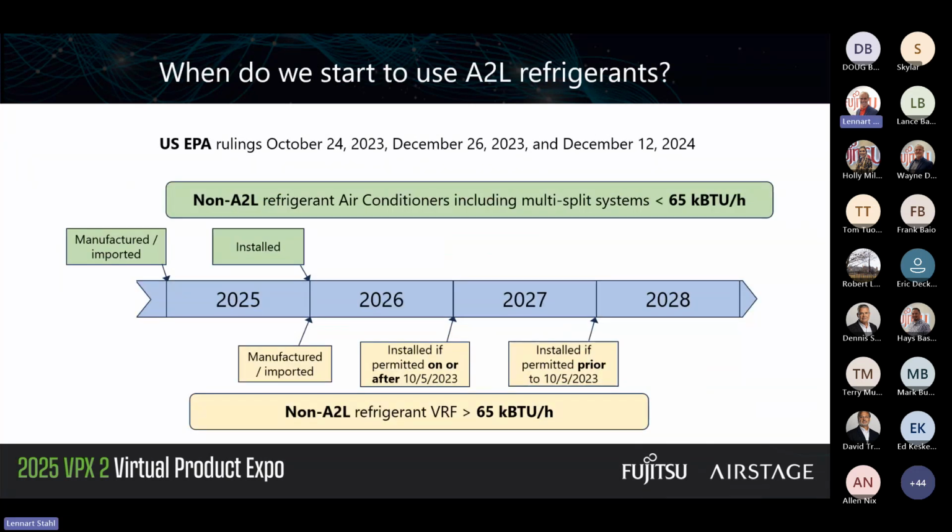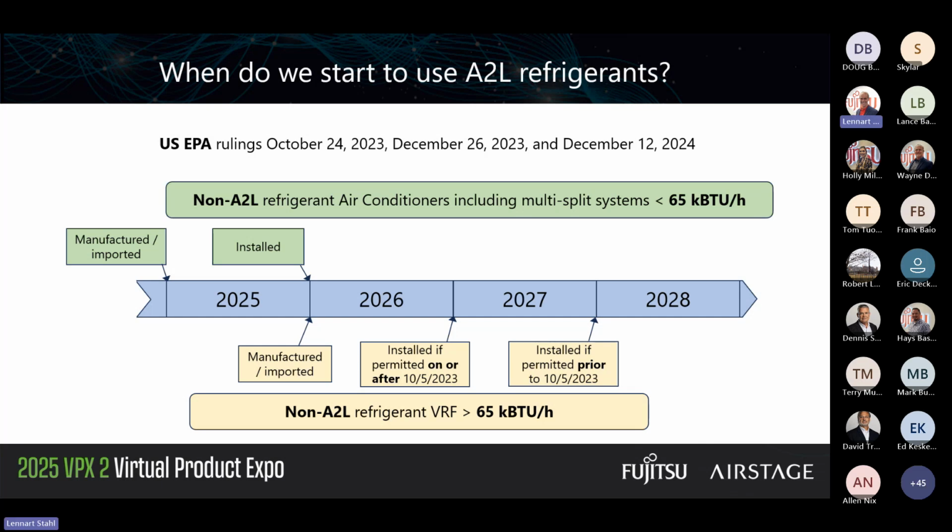So when do we start to use A2L refrigerants? Well, we started almost 3 months ago, January 1st this year, but there are exceptions. In the US, the EPA has done several rulings, and they are saying that if you have a non-A2L, for example 410A, below 65,000 BTUs per hour capacity, it has to be manufactured and imported before January 1st, 2025. But it can be installed during 2025. So it has to be made, but then you have a year sell-through to install it.